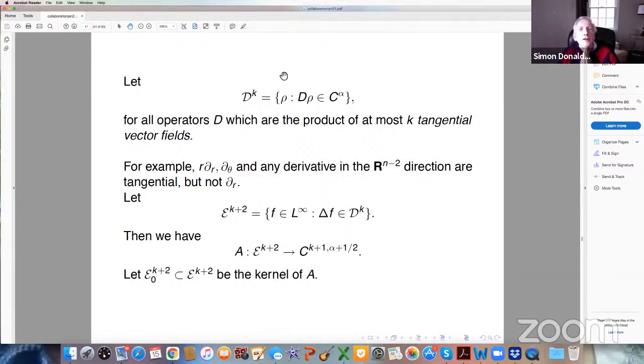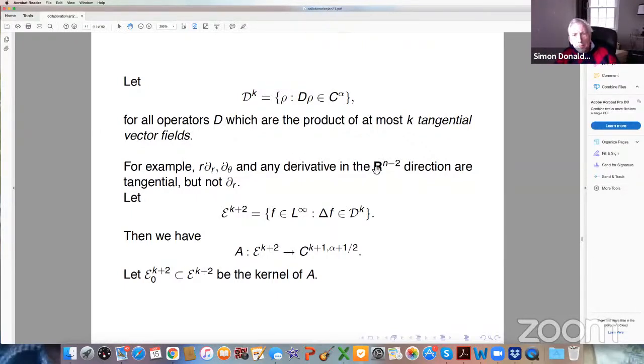So now we'll extend our C alpha to a whole scale of a whole sequence of spaces that I call D^k. So D^k is defined by, we're looking at the rows where Dρ is in C alpha, I forgot the comma there. For differential operators D of order up to k, but we're not allowed to take all k derivatives. We're allowed to take what are called k tangential vector fields, vector fields on R^n which are tangent to the singular set.